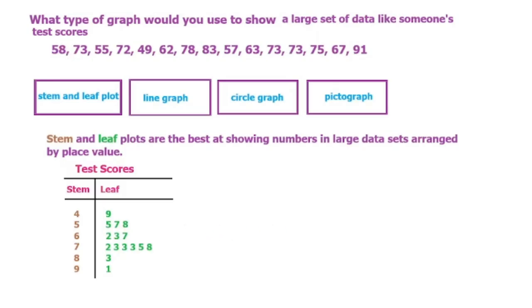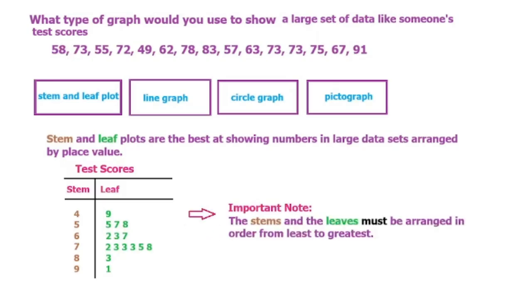And the important thing to remember about this is the stems and the leaves must be arranged in order from least to greatest. So for the stems, we start with the smallest number and work our way up. So the smallest number is in the 40s, right? Then the next one is in the 50s. And there's some numbers here in the 60s. And you keep going up until the highest, right? 90 is the last one.